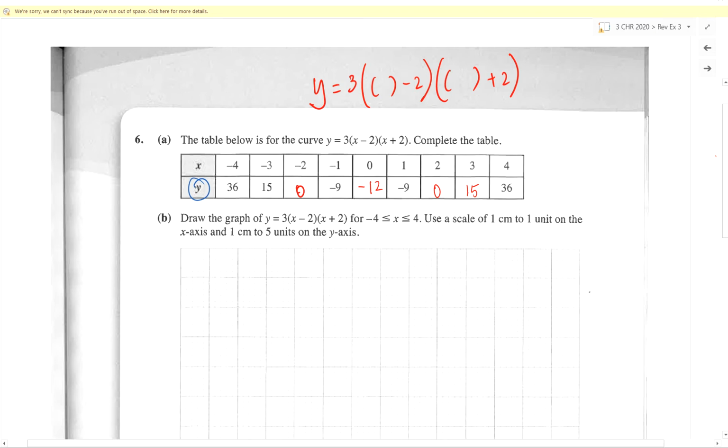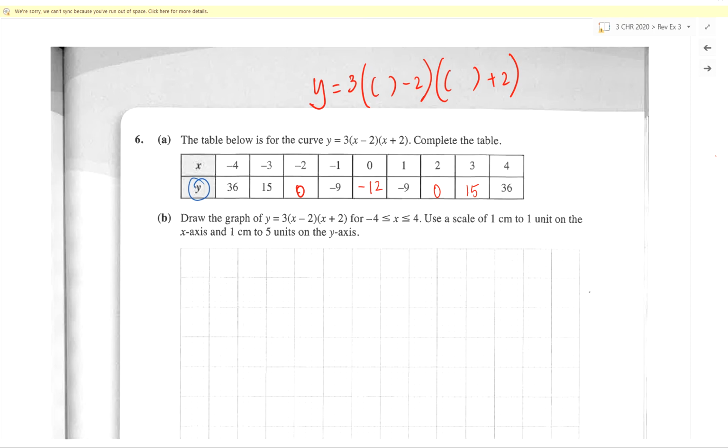Let's start from the outside. We've got 36 and 36. 15 and 15. 0 and 0. -9, -9, and -12. Does this remind you of anything? Okay, parabola. You should also realize that it is symmetrical. Both sides are the same.